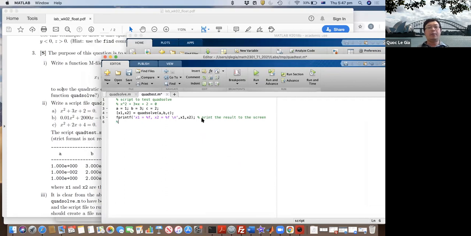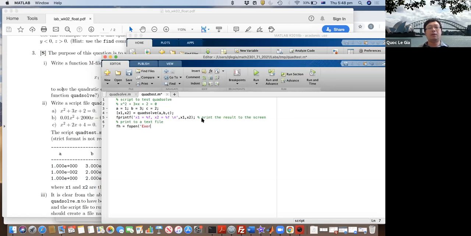And now I want to print the results, print to a text file, okay? So first I have to use the command fopen. So fh is the file handle, fopen, and give it a name.